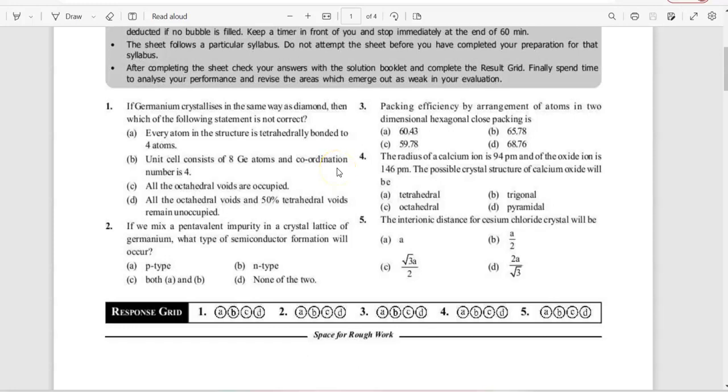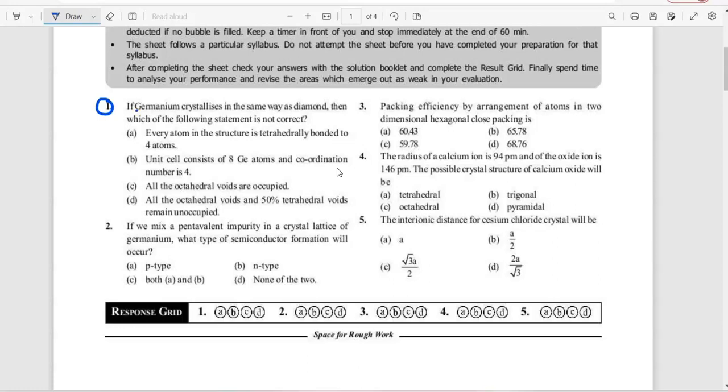So today we are going to discuss some important MCQs in the solid state chapter. In the first question: if germanium crystallizes in the same way as diamond, then which of the following statements is correct? They are expecting which of the following statements is correct.